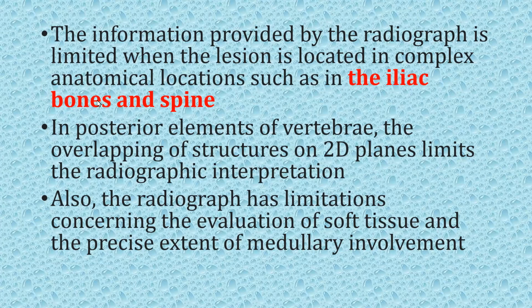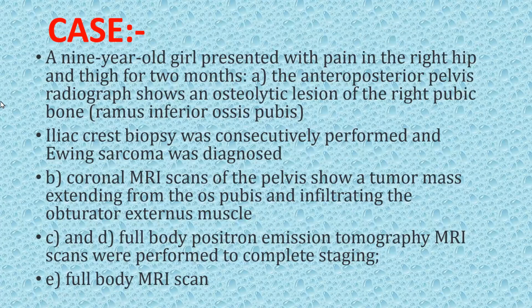Now we're coming to an interesting case. A 9-year-old girl presented with pain in the right hip and thigh for 2 months. The anteroposterior pelvis radiograph shows an osteolytic lesion in the right pubic bone, inferior ramus of the os pubis. Iliac crest biopsy was consecutively performed and Ewing sarcoma was diagnosed.